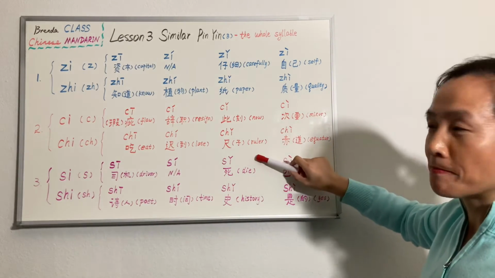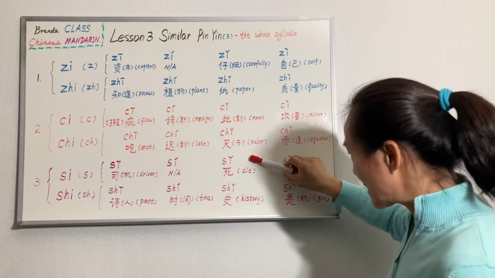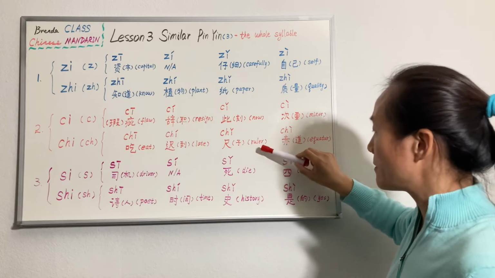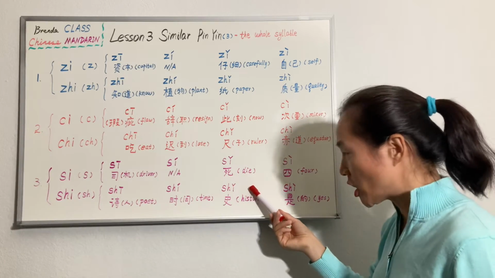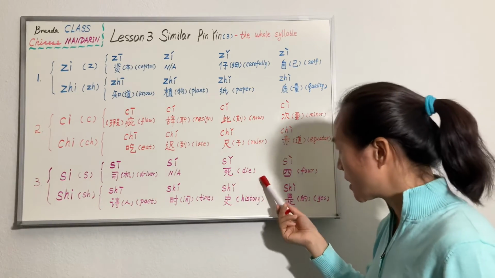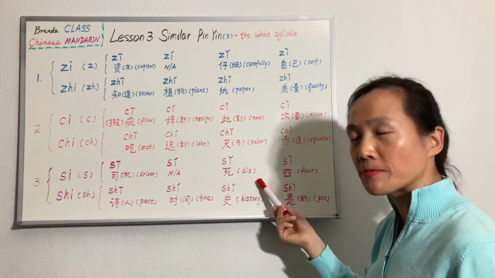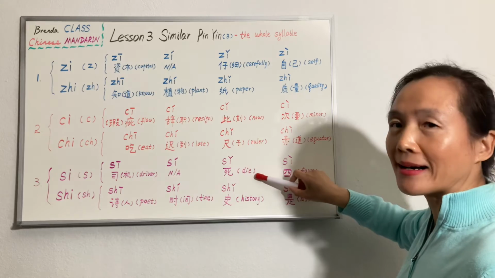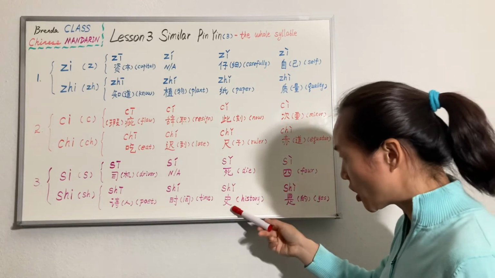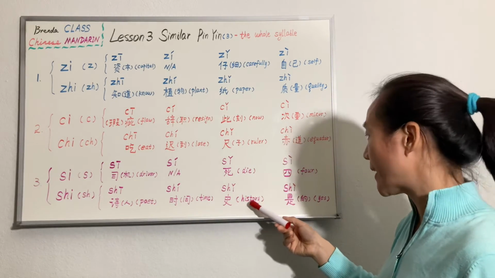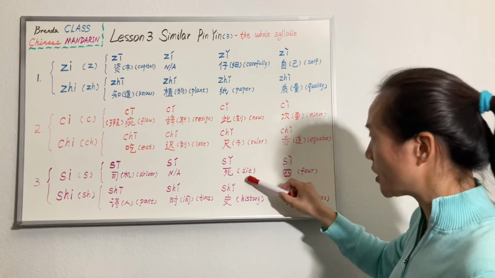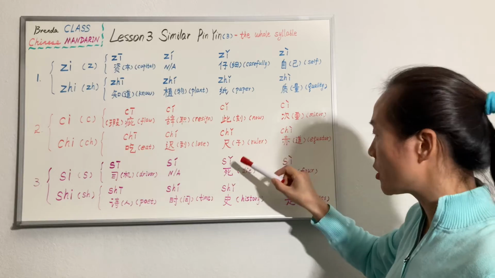The third tone. 死, 死, 死, 时, 时, 时. 死 means die. 时 means history. 死, 时, 死, 时.